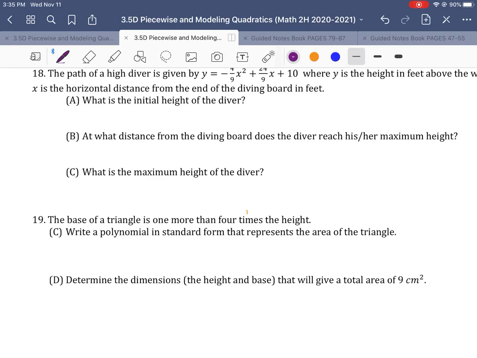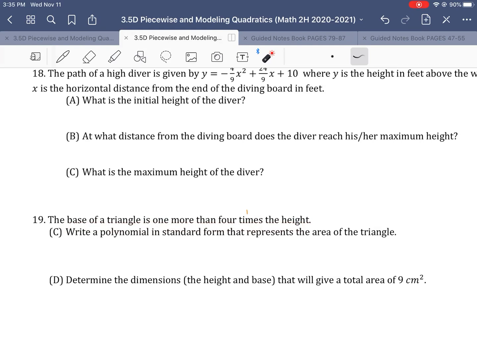Okay, the last type of problem that you're going to see over and over on this packet is quadratics within geometry, used to represent geometric relationships. And you'll notice, again, I'm going to read through the whole problem so that we know what we're looking for. This particular problem, number 19, says the base of a triangle is 1 more than 4 times the height.